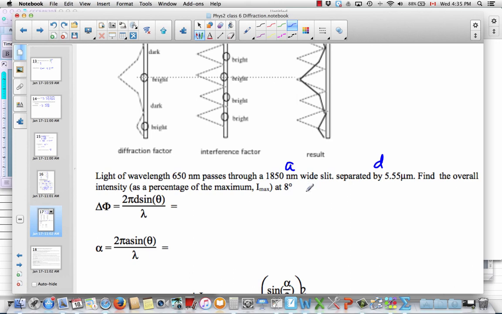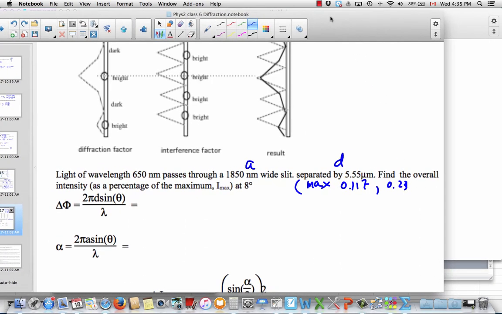and let's just see at an angle of 8 degrees what we get for the overall intensity. Now, we did this calculation before for this slit separation, and what we saw is we got two-slit maxima at 0.117 rads and at 0.236 rads. So I just ran out of real estate there. Let's move it over a little bit. So we're kind of in between because 8 degrees is about 0.14 rads. So we're not expecting that this is going to be especially bright.